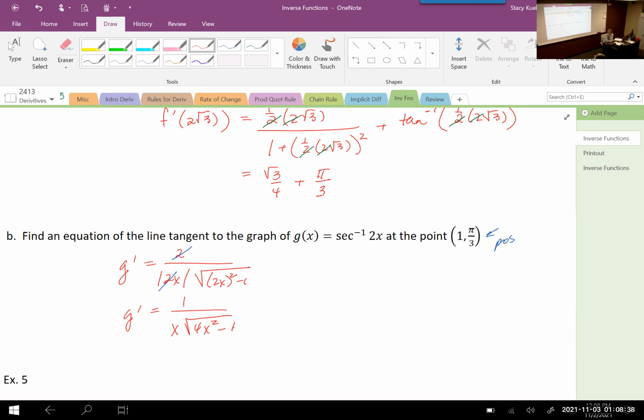What's the slope at the point? That's the derivative at x, right? 1 over 1 times the square root of 4 minus 1 is 1 over the square root of 3.